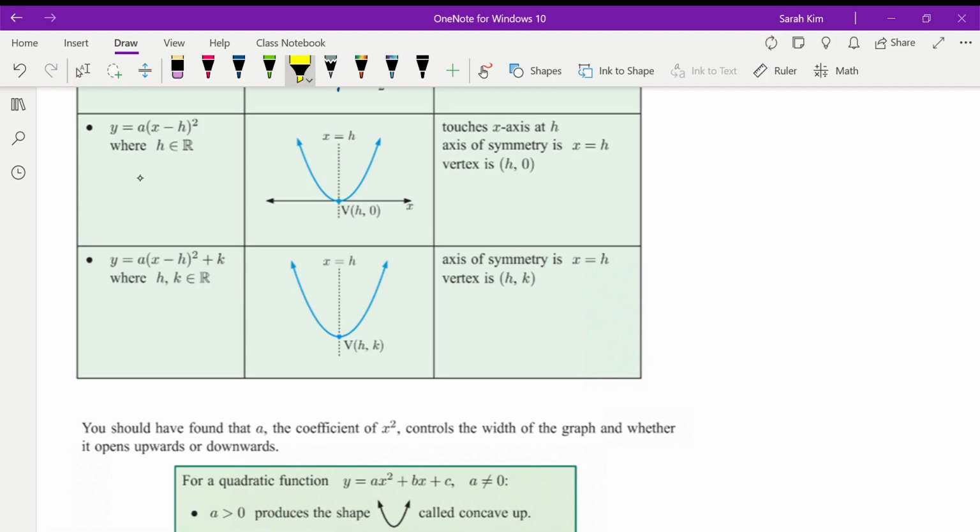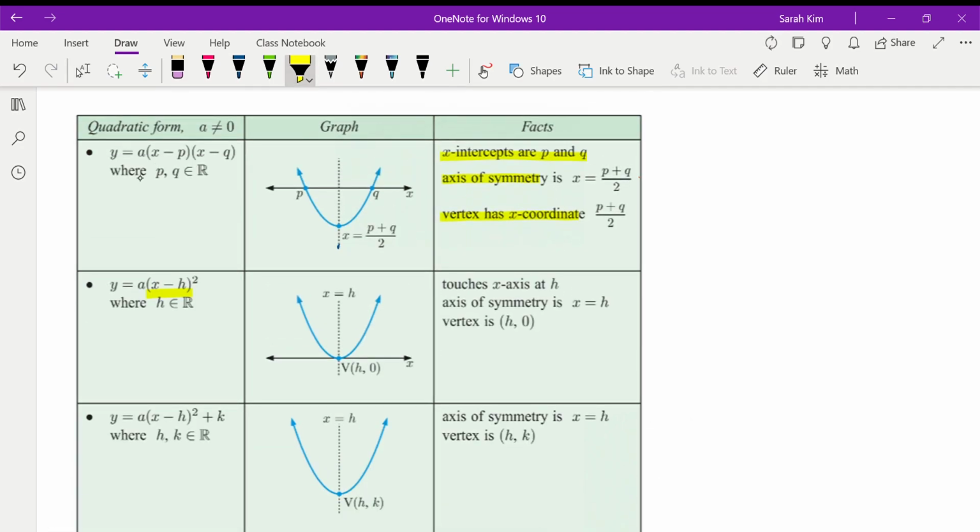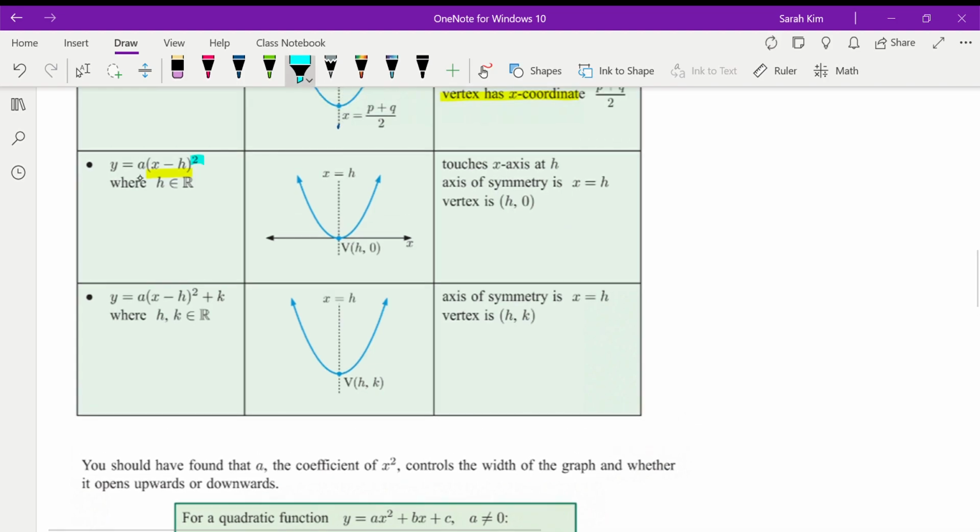This is called a perfect square. So we've got a perfect square, two brackets that are the same. So if I use some terminology, the first form is called cutting the graph, and this one is touching the axis. Those are the two words. If it has a power of 2, it's going to be touching the x-axis. So it touches the x-axis at this coordinate h, because that's the linear factor. Because it was x minus h, it'll be touching at positive h. Axis of symmetry is x equals h, and then the vertex will be (h, 0).